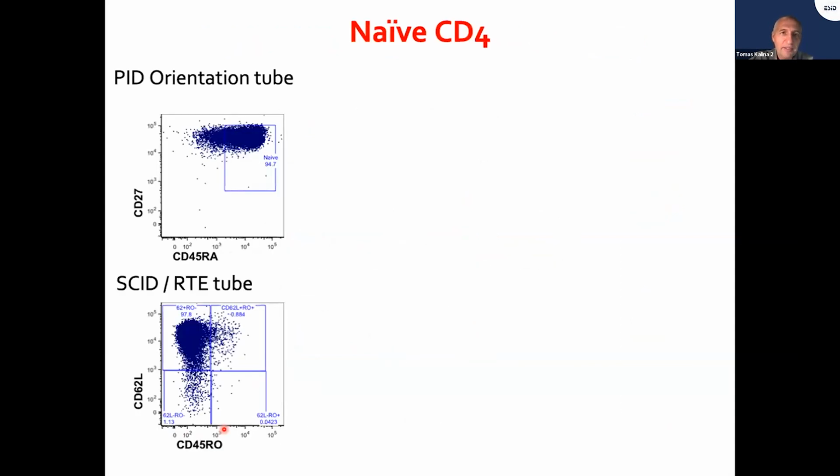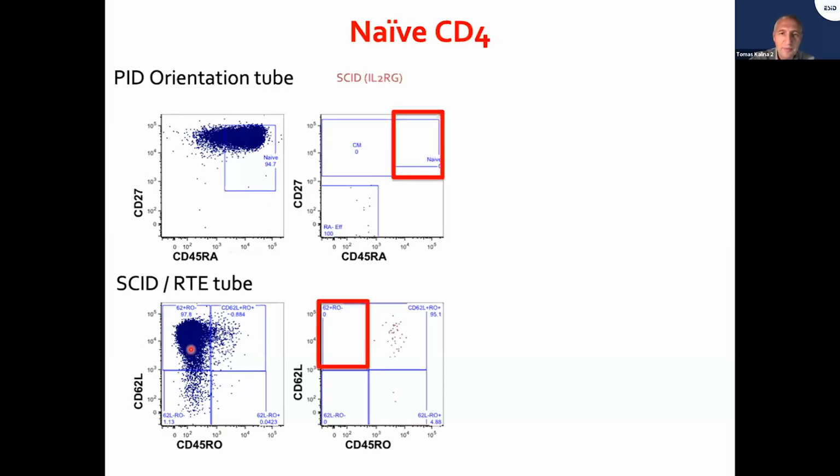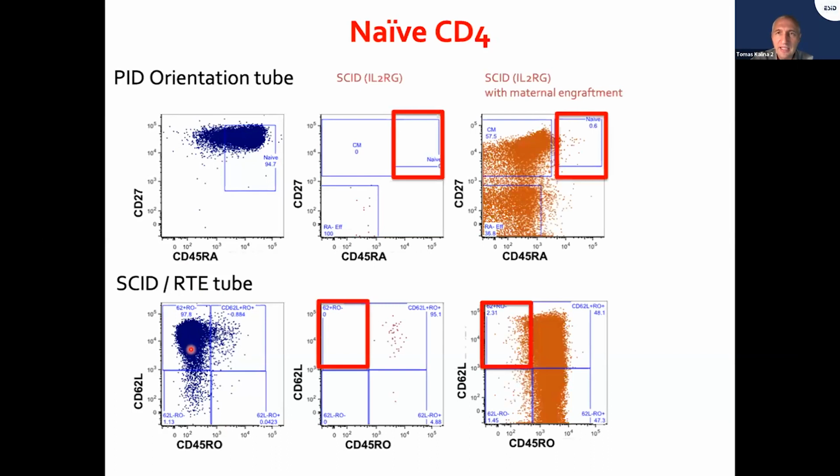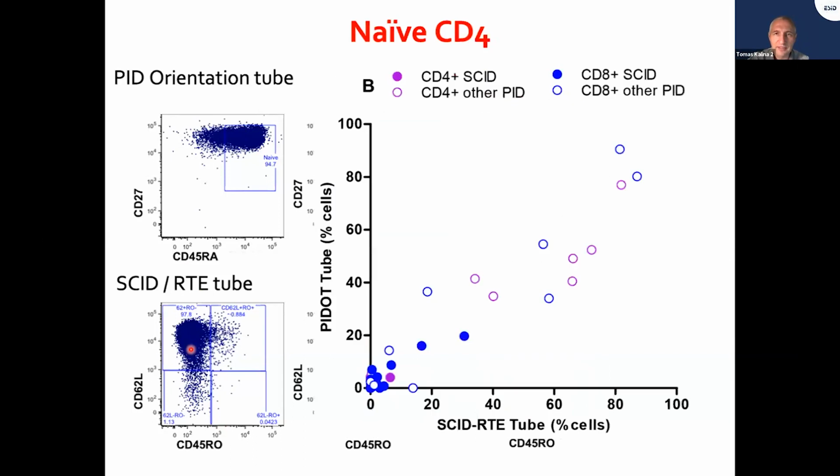And if we compare these two tubes, we gate the naive T cells here as CD45RA positive and CD27 positive, and here as CD62L positive and CD45RO negative. Then we see that in classical SCID there is nothing to be seen, because this patient had no T cells, so this is easy. And then the patient that I showed you as an example lacks naive T cells by both methods and still shows a profound activation and lack of RTEs.